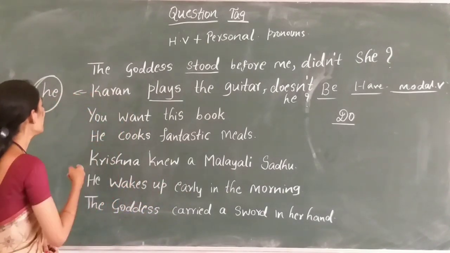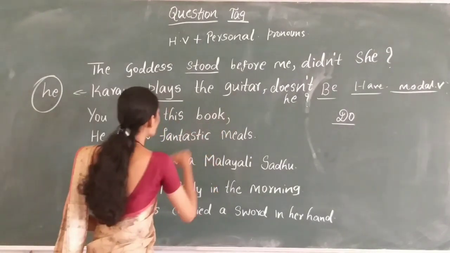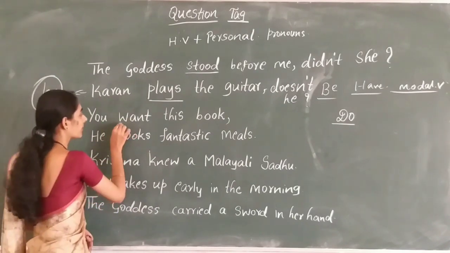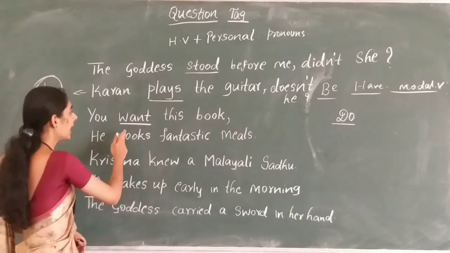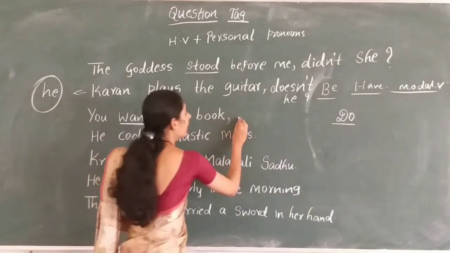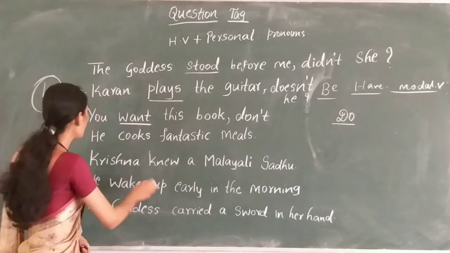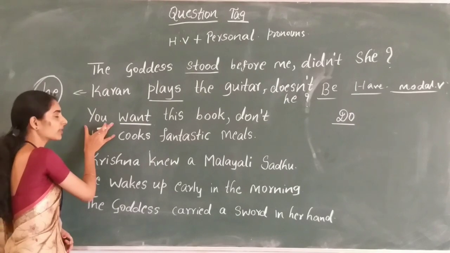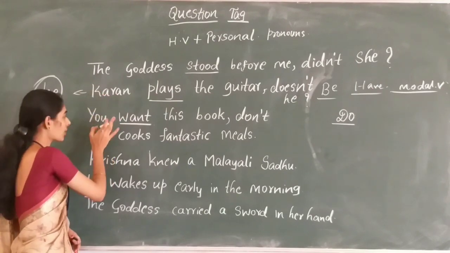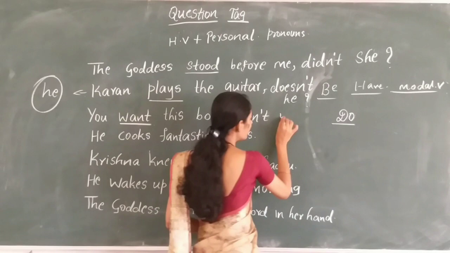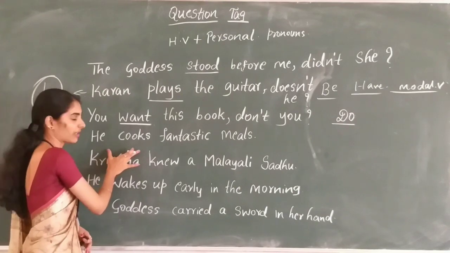Now look at the third sentence. You want this book. Put a comma. Look at the verb here. Want. It is not wants, not wanted, but only want. So in that case we have to write do. And how do we make it negative? Don't. Don't you. You cannot change this because this is a personal pronoun, so here it doesn't change. Only proper nouns change. So now it is you. So don't you. Don't you.